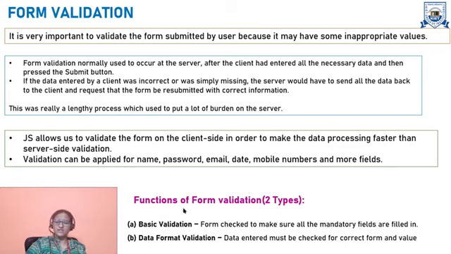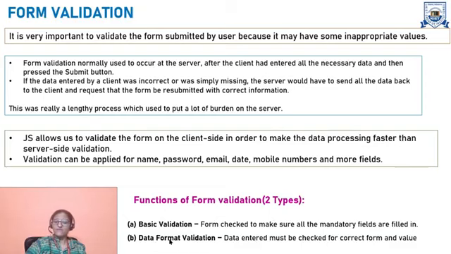The functions of form validation: there are two types. The first is basic validation. In basic validation, the form is checked to make sure all the mandatory fields are filled in. It assures that the compulsory fields are not left blank. They are to be filled anyhow. If no field should be left blank because they are mandatory, that is called basic validation.